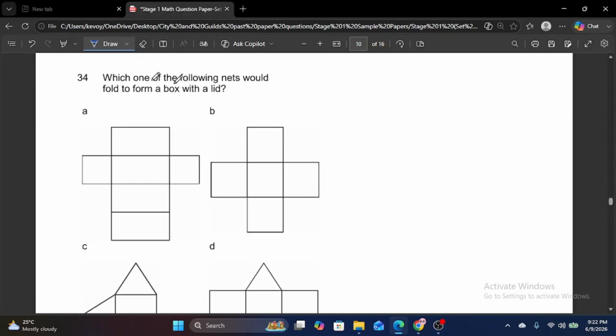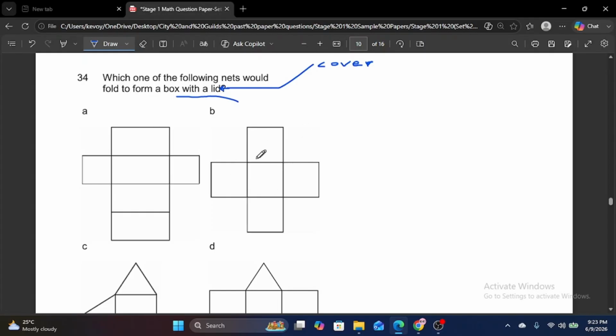So question 34. Which of the following nets would have a box with a lid? So a lid is the cover. That means that if I form this three-dimensional shape from the net, once I form it, which one would have a cover for the lid?